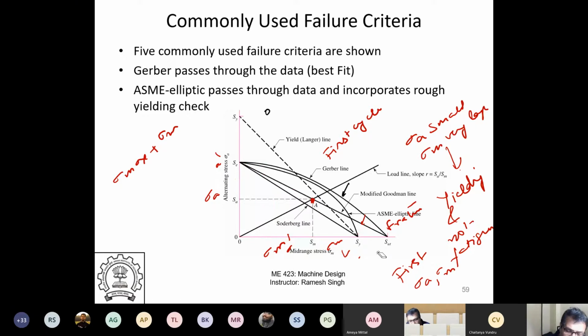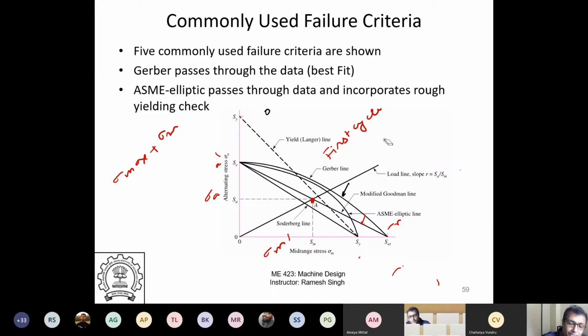Let me do a better job of this, I've scribbled quite a bit. Let me clean it up and then show you. Let me first tell you that there is a transition here. Can you see that? Let's follow the Langer line here. This is the yield line, right? This is the portion of the Langer line which I'm talking about. So if I have something from here to here, right?